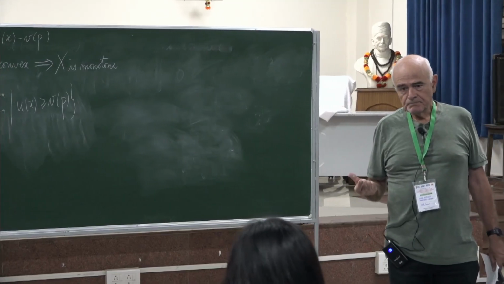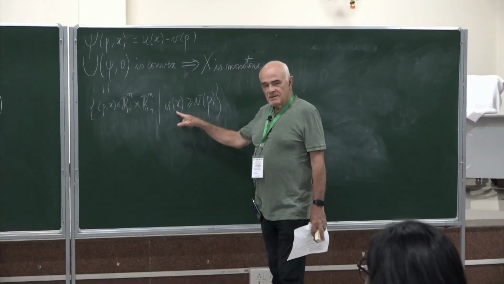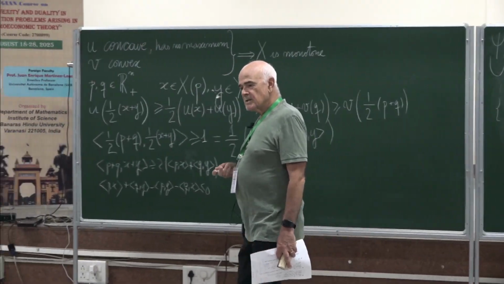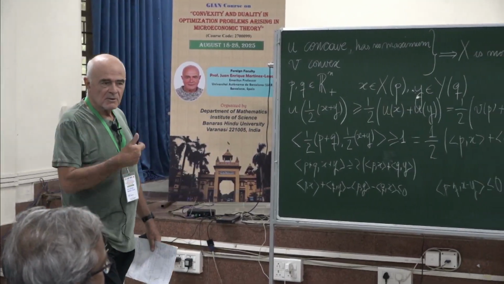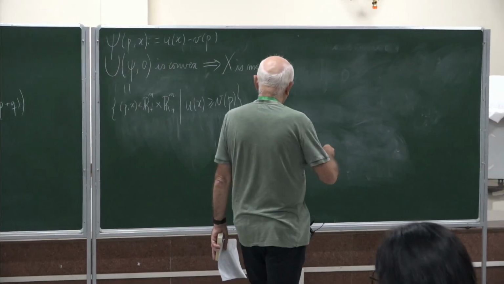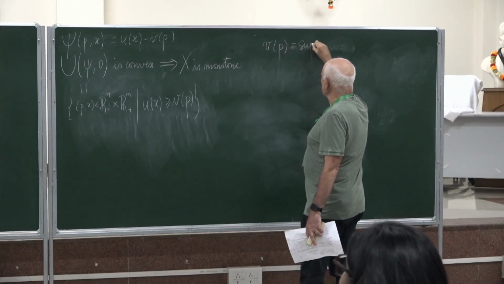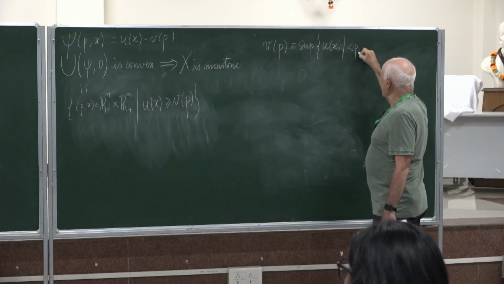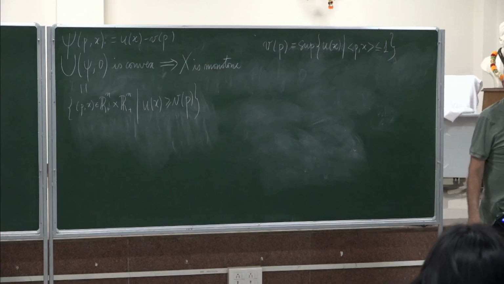Do you agree? And does this condition say anything to you? u of x greater than or equal to v of p? Any economic interpretation? Look at the definition of v of p. V of p is the supremum of u of x subject to px less than or equal to 1.